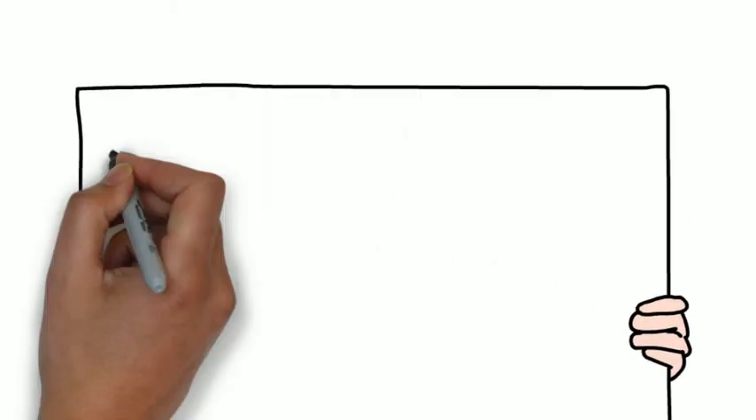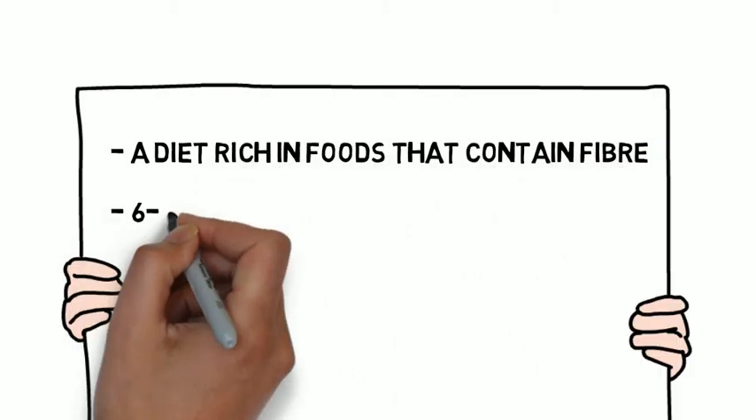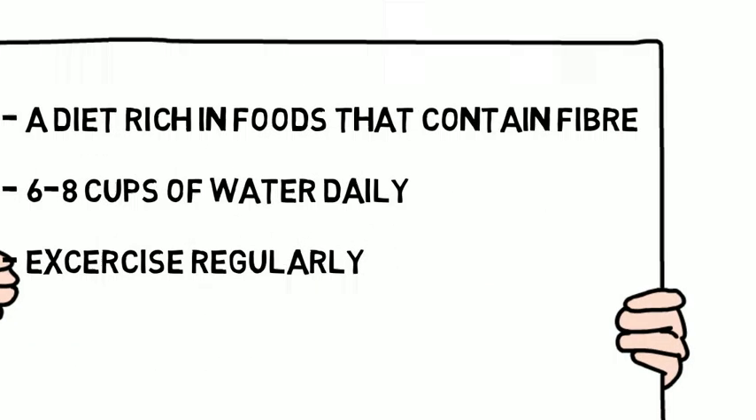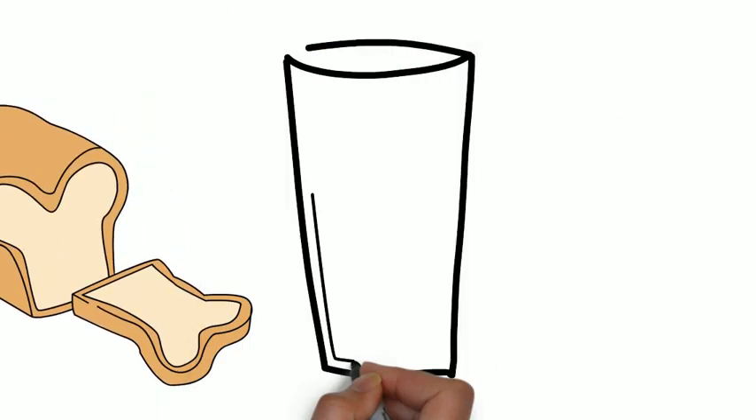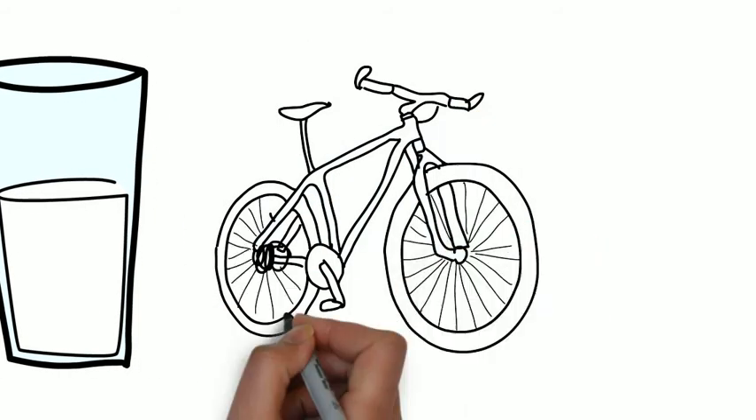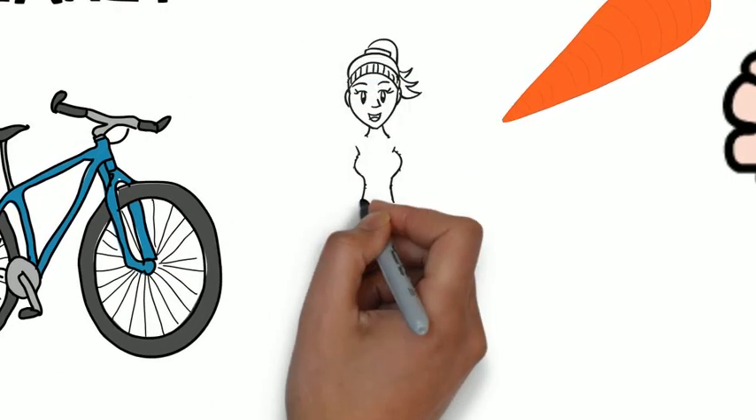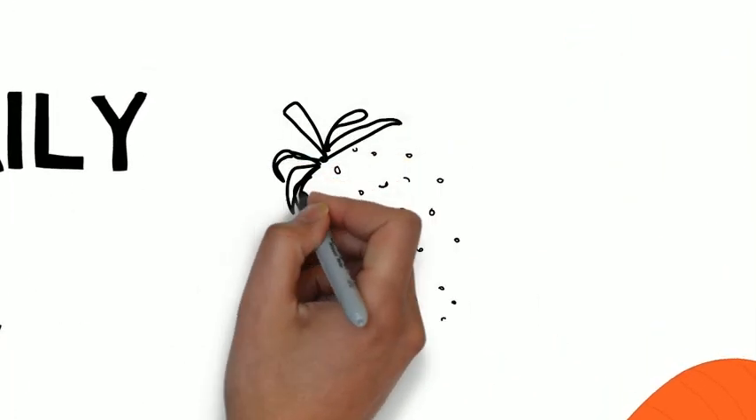These suggestions are eating a diet rich in foods that contain fiber, such as grains, fruits, and vegetables, which will help boost the immune system and help maintain healthy cartilage. Drink plenty of water, at least 6 to 8 cups a day, and get regular exercise.